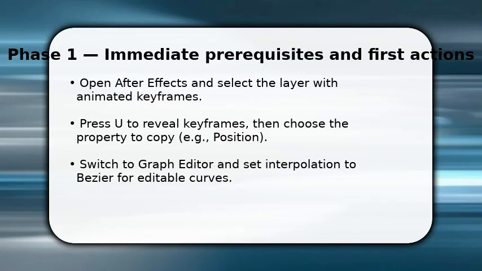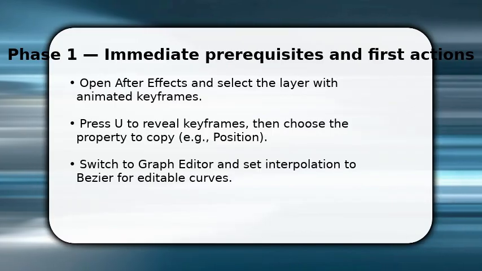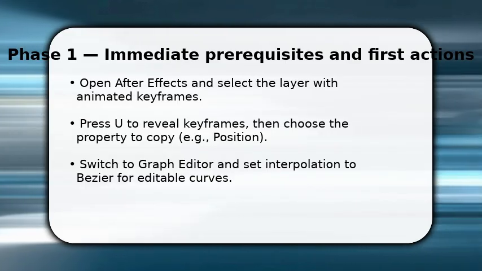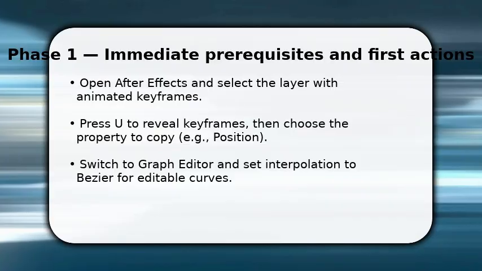You start by revealing the keyframes, press U and pick the animated property you need. Once done, enter the graph editor so you can see value or speed graphs clearly. Make sure interpolation is set to Bezier. That gives you editable handles and predictable motion. While you're here, zoom to fit the selected keys so handles are readable. This prevents accidental tweaks later.